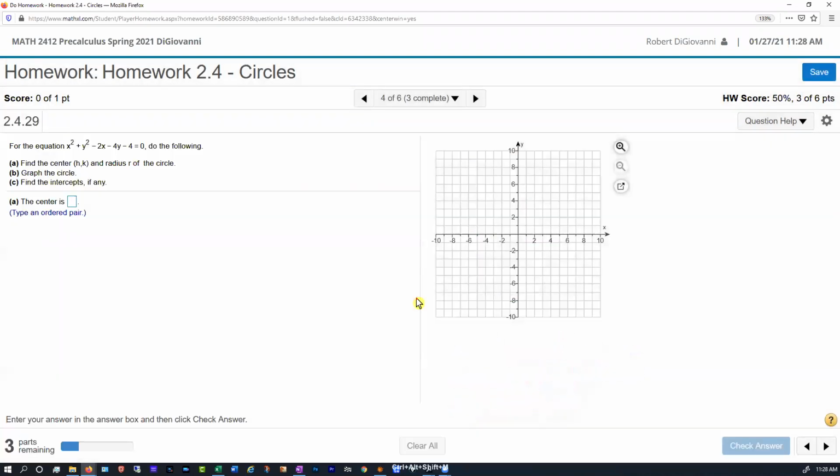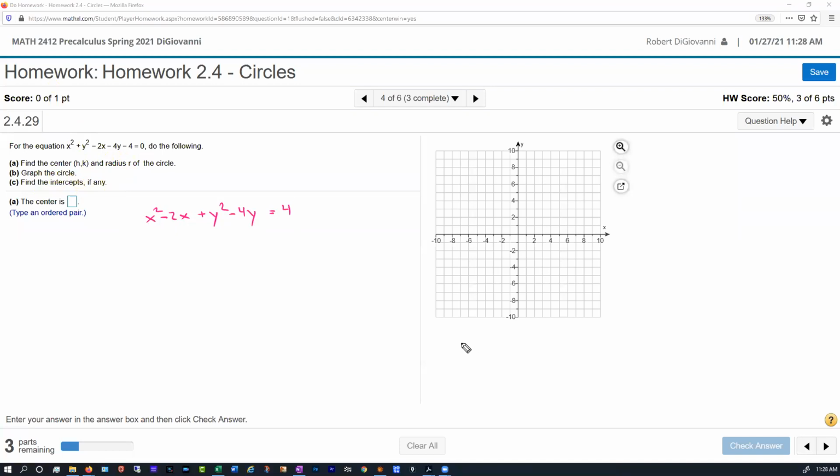Next question. For this equation, do the following. Find the center and the radius, graph it, and find the intercept. So we need to realize it's written in general form right now. So the first thing I'm going to do is try and get it in standard form. So I'm going to rearrange things, put my x's together, put my y's together, and I'll go ahead and add 4 to both sides.